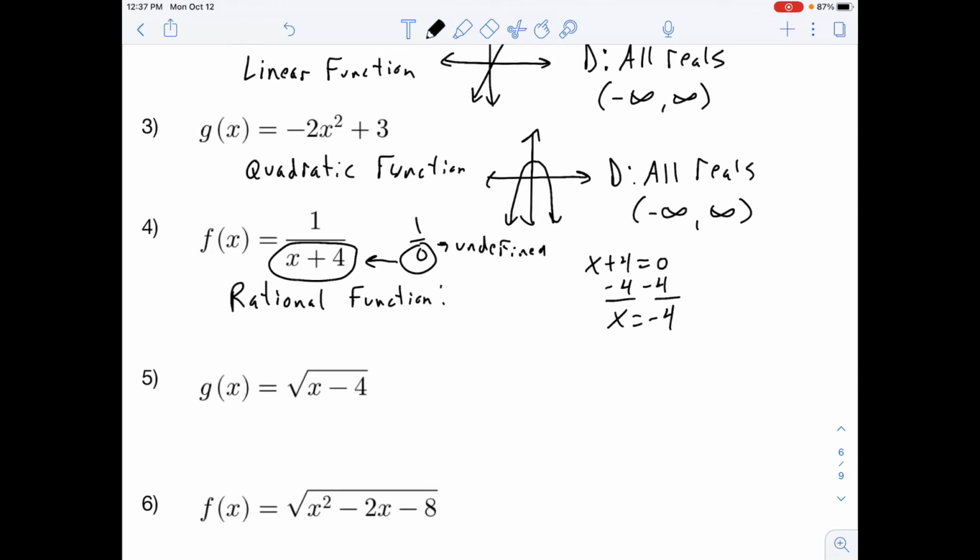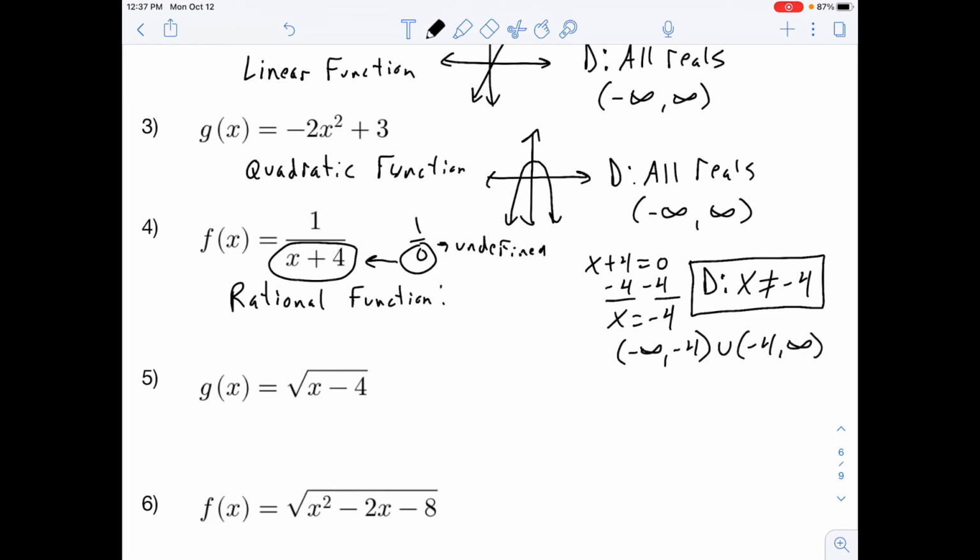Any other value that I plug in for x is okay. I'm going to get a real number back, and I'm not going to get back 0. Any other value is okay, but -4. So for this particular problem, our domain is x is not equal to -4. That means every other value but -4. And in interval notation, -infinity to -4, parentheses, union, -4 to infinity. That's how you exclude one particular value.